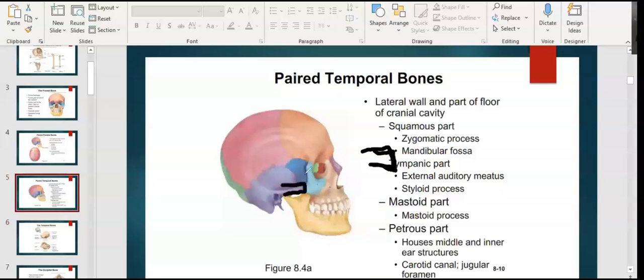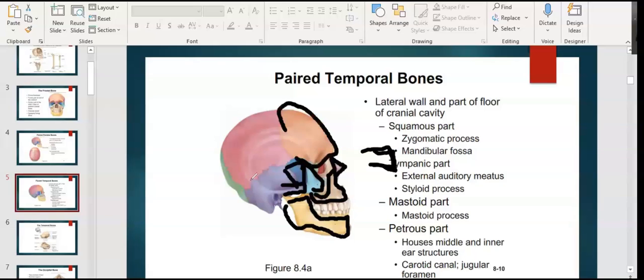This is the zygomatic bone. This bone right here is going to be the mandible. This bone right here is going to be called the maxilla. This bone right here is going to be the sphenoid bone. This one in purple is going to be the nasal bone. So this is the frontal bone. This is the parietal bone. This is the temporal bone, and this is the occipital bone.